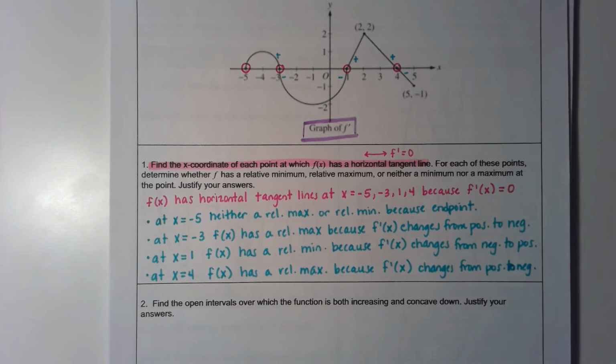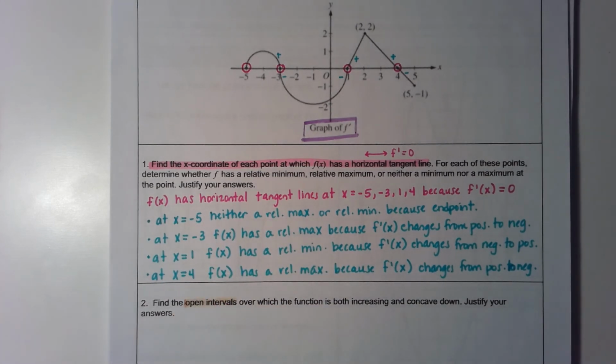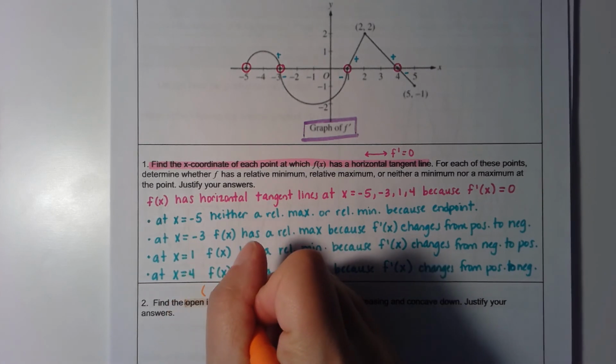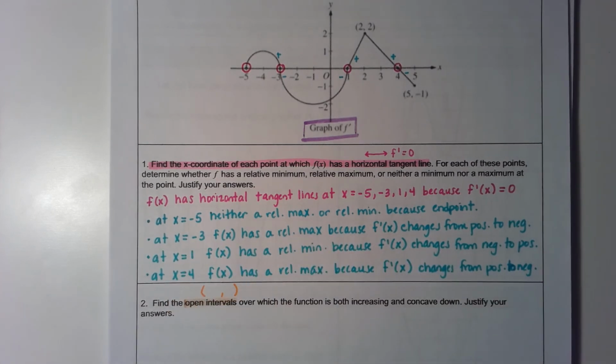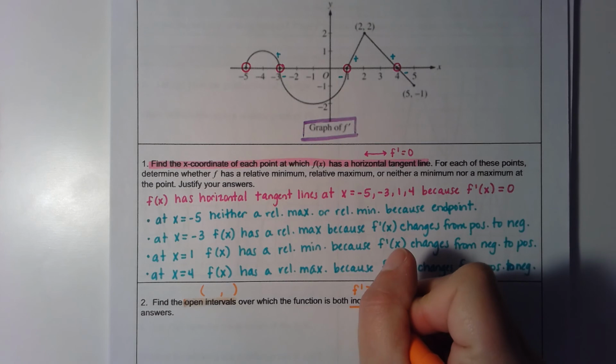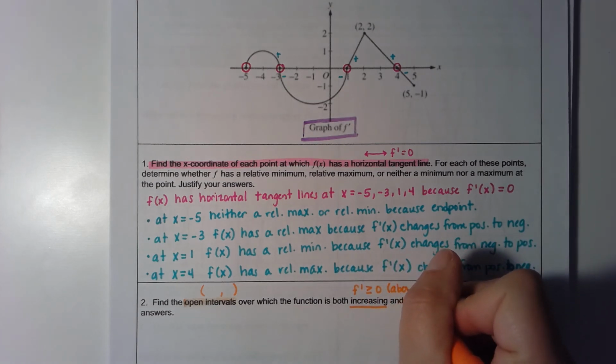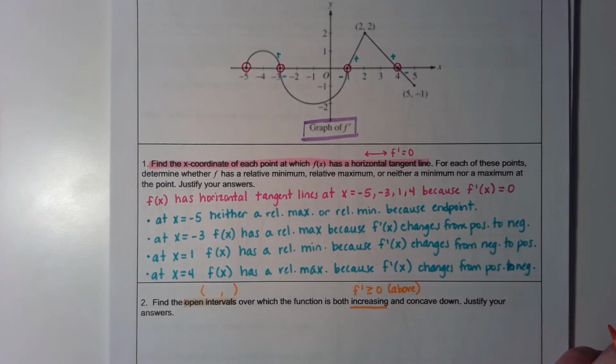Okay. Next, it says find the open intervals over which the function is both increasing and concave down. Justify your answer. Now, the first thing is it says open intervals. So it's basically just reminding you to use parentheses when you write your answers. So it's giving you a hint over which the function is both increasing. So increasing means that f prime of x is greater than or equal to 0, which means, in other words, we're going to look for where this graph is above the x-axis.